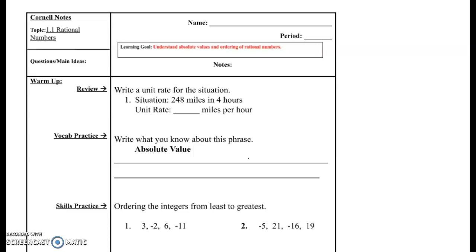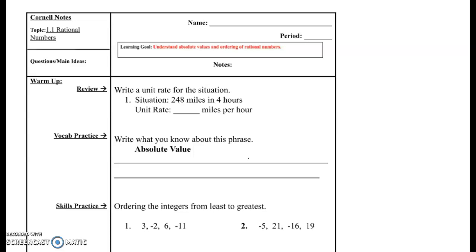So we are starting our first chapter. We are on topic 1.1, which is rational numbers. So our learning goal is that we can understand absolute values and ordering of rational numbers. So first we're going to begin with our warm-up.